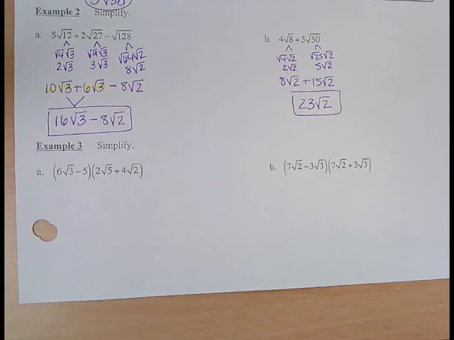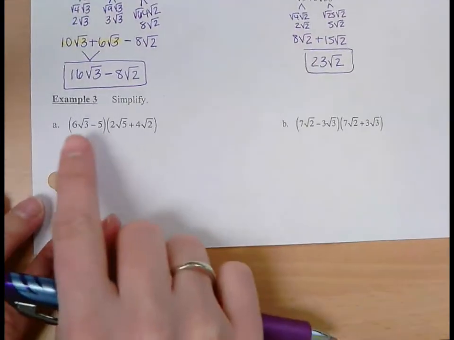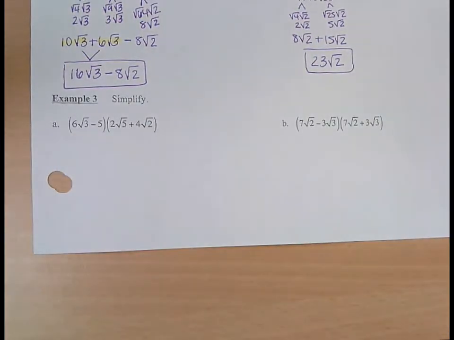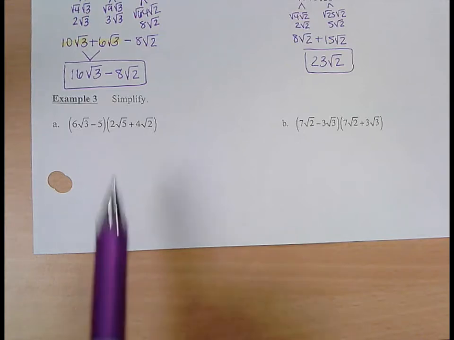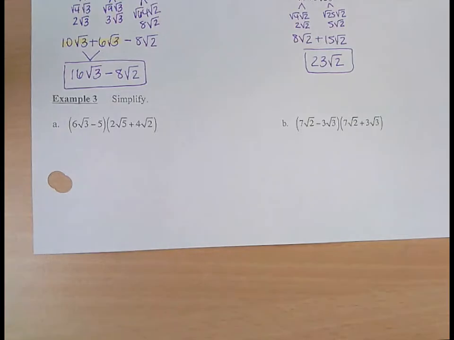Under example 3, the two examples we did for example 1 were multiplying. Example 3 also has expressions that are being multiplied, but you can see they look different. In example A, we have the quantity 6 root 3 minus 5 multiplied by 2 root 5 plus 4 root 2. What process would you guess you would use to multiply these? What does it seem like you might do?